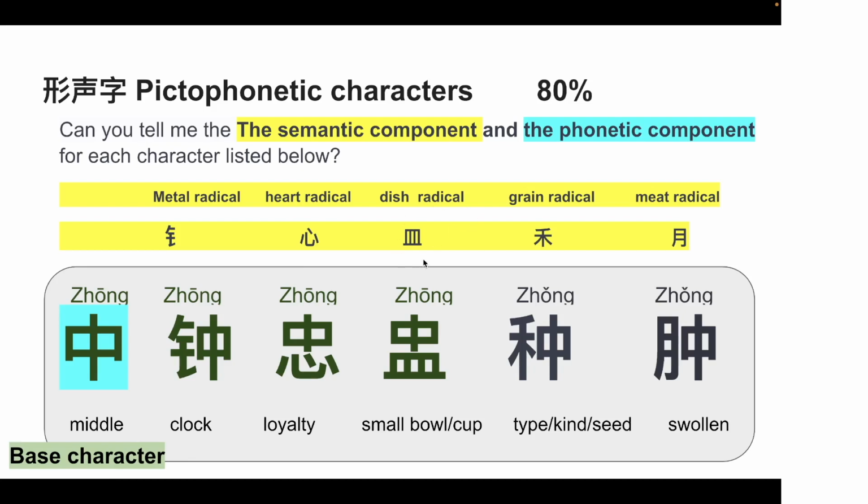This is a dish radical. So that's why this character is still pronounced 中, but meaning for small bowl or cup. This radical meaning for grain because it has that. So this character 种 meaning for type, kind, or seed. We also have this meat or muscle radical, something to do with muscle. So 种 here meaning for swollen.